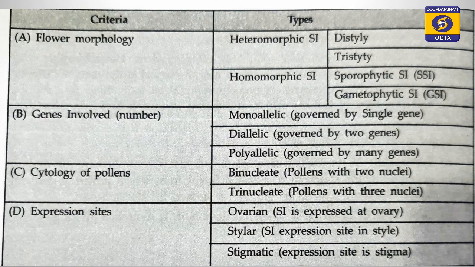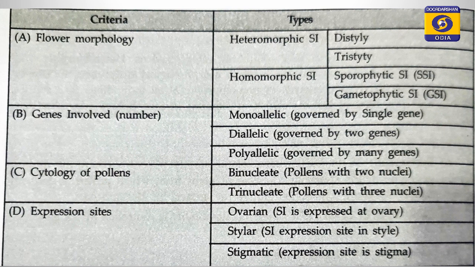So, the self incompatibility condition depends on several factors. This heteromorphism we will discuss later on. Regarding the genes involved, sometimes there is a single gene, that is monoallelic, sometimes there are 2 genes, that is diallelic, sometimes these factors are governed by many genes, that is polyallelic.